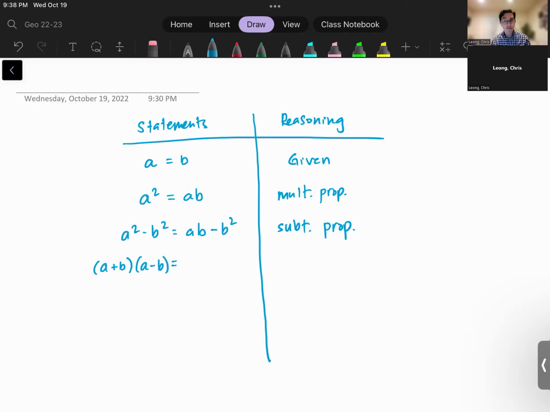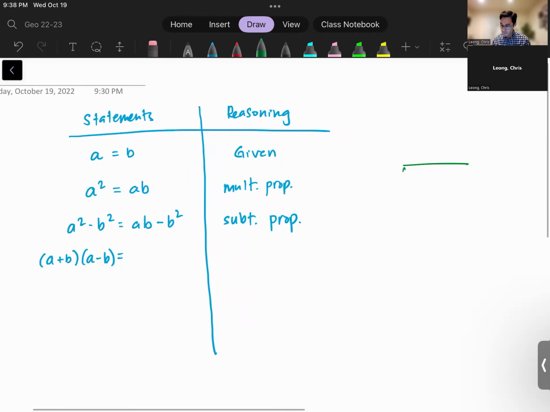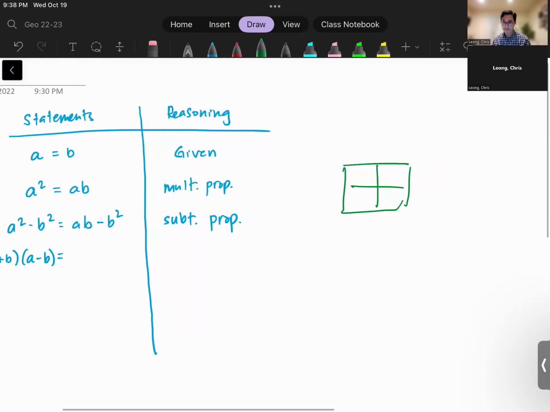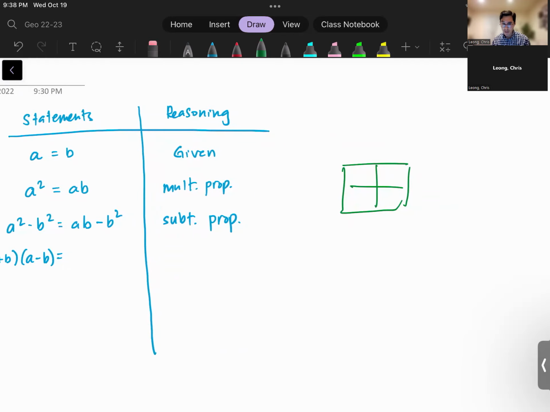Now I want you to be fully convinced about this proof, so on the side, I'm going to show you how that factoring works. Factoring is just the opposite of multiplying. So if I have A plus B times A minus B, I'm going to use this box method or area model. I'm not sure what your Algebra 1 teacher called it. I'm going to use this to multiply these two binomials.